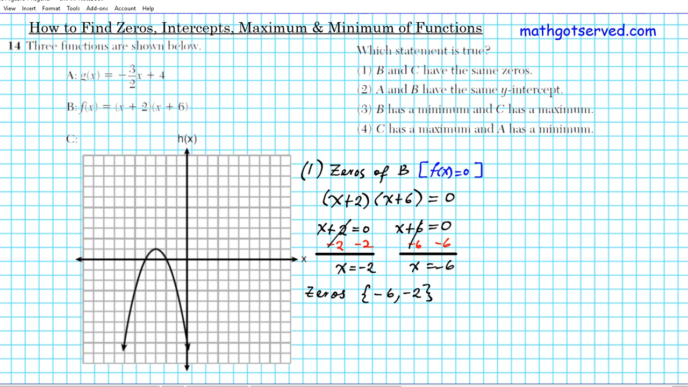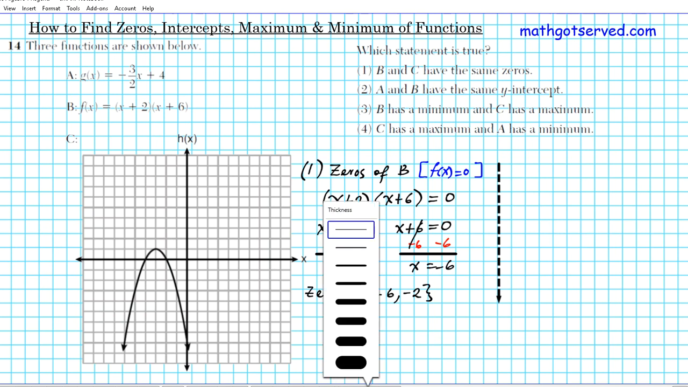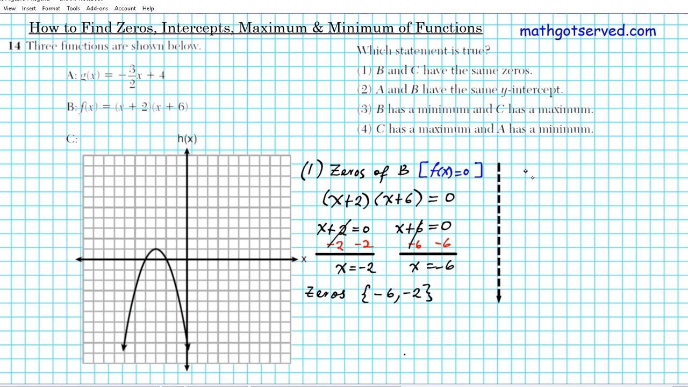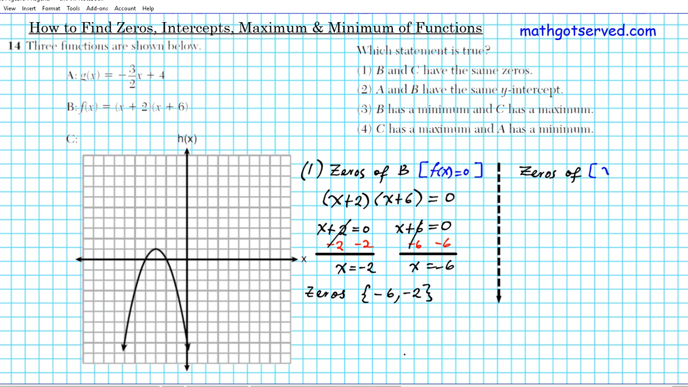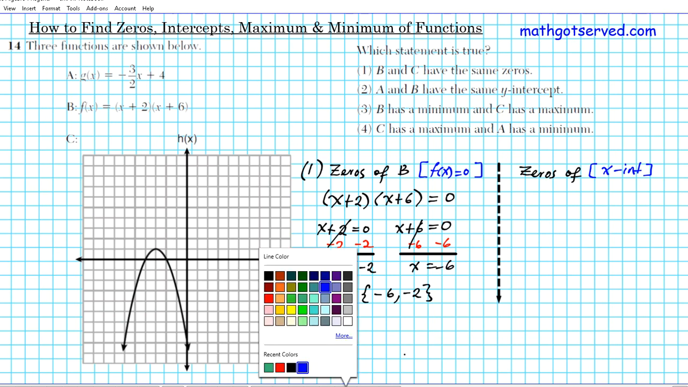So now let's move on to the situation with C. What are the zeros of function C? If you take a look at the graph provided, which is a graph of function C, we have a quadratic presented in graphical form. So how do we find the zeros of a quadratic in graphical form? To find the zeros of a quadratic in graphical form, all you are looking for are the x-intercepts. Okay? So if we can find out what the x-intercepts are here, then we will know what the zeros of function C are.